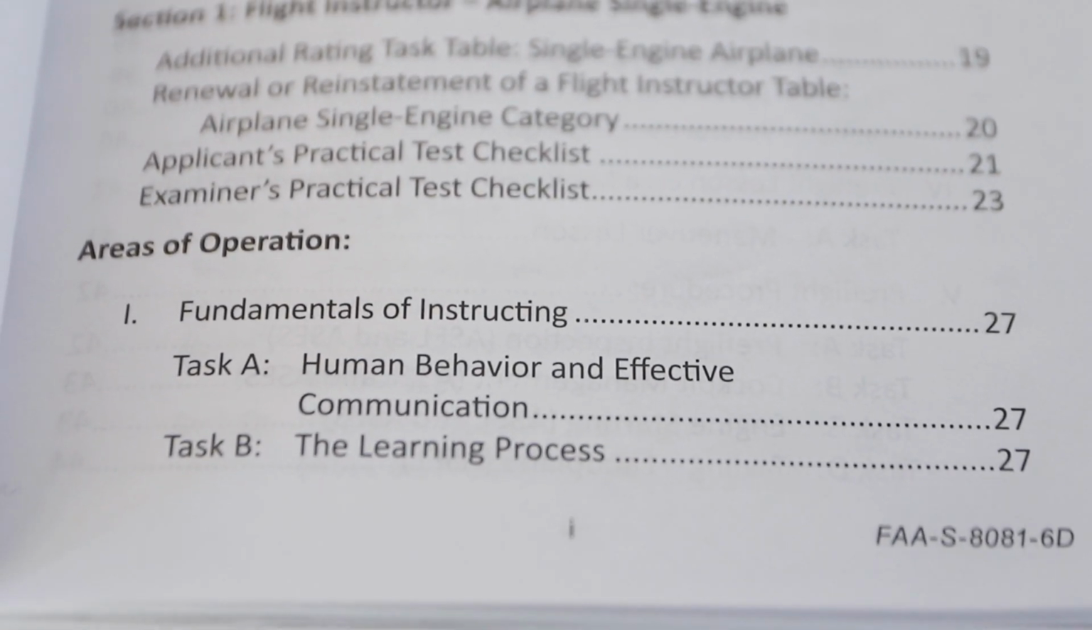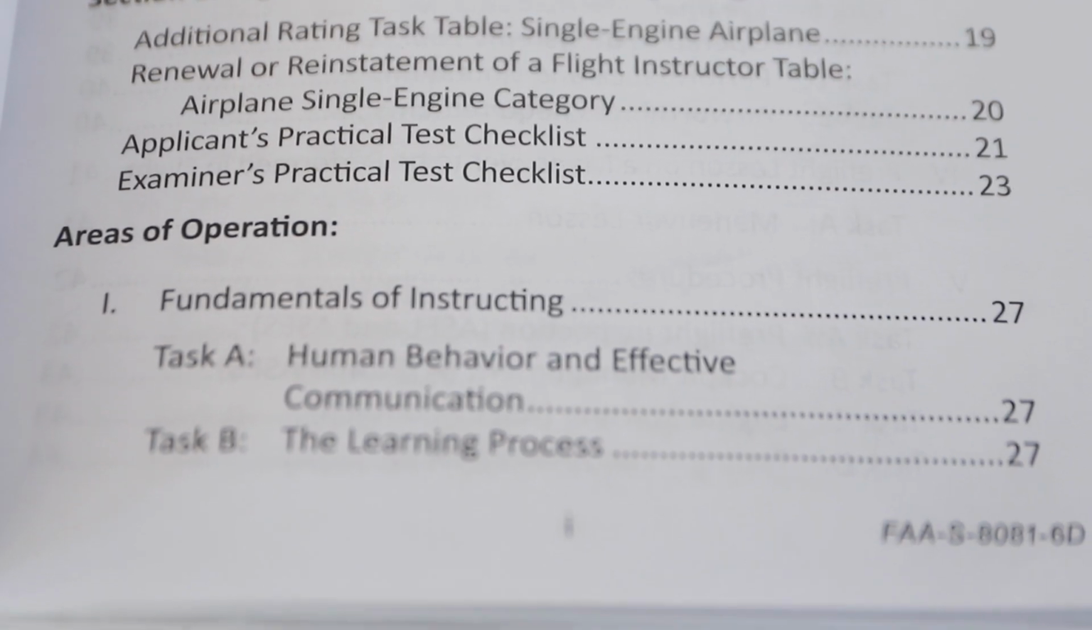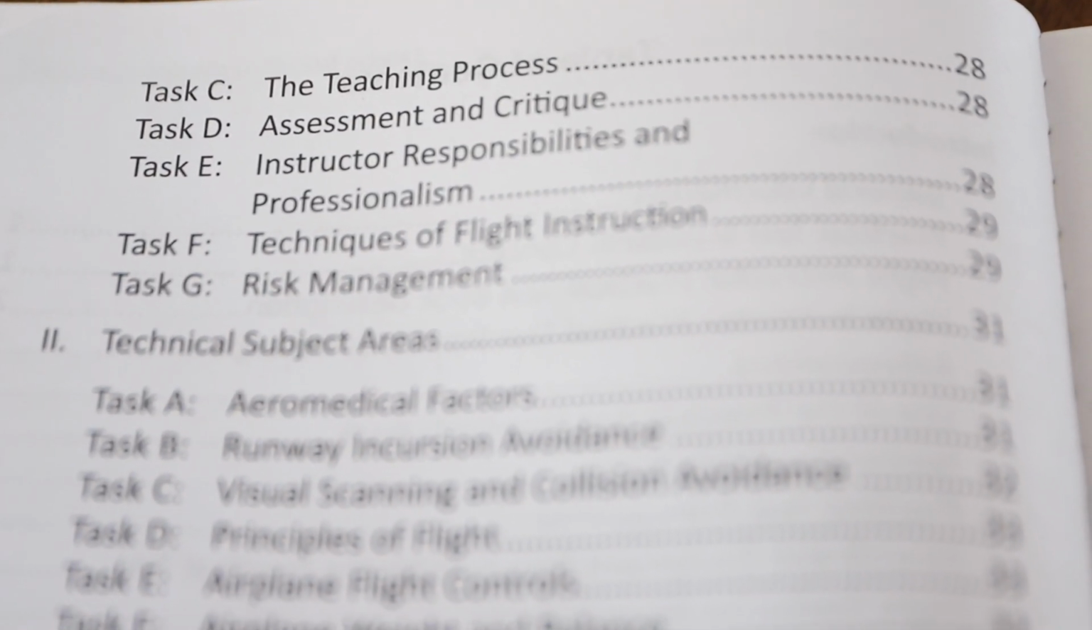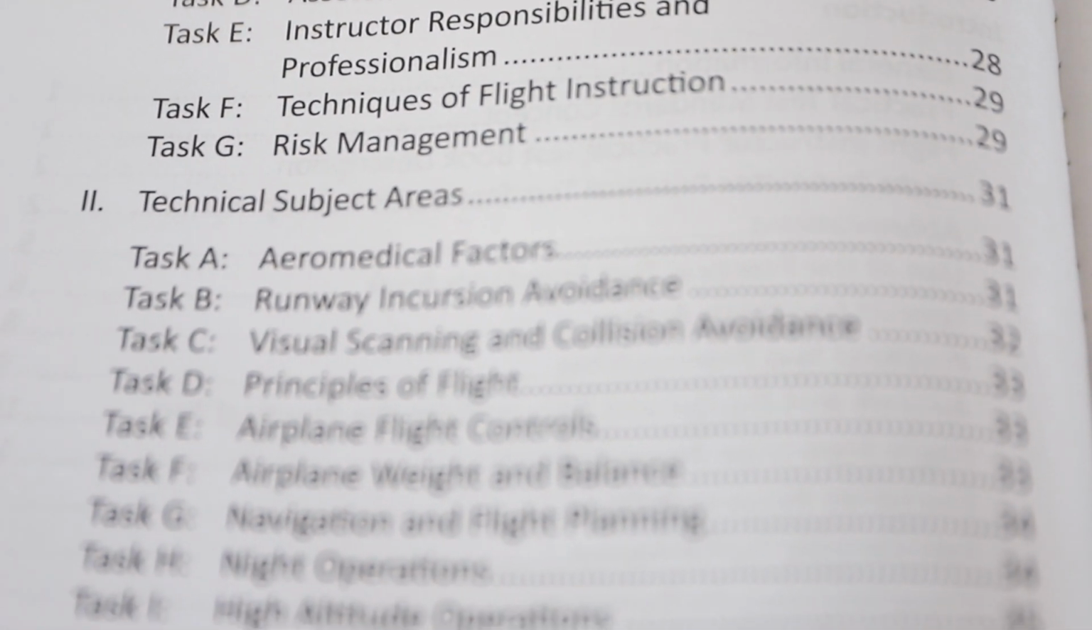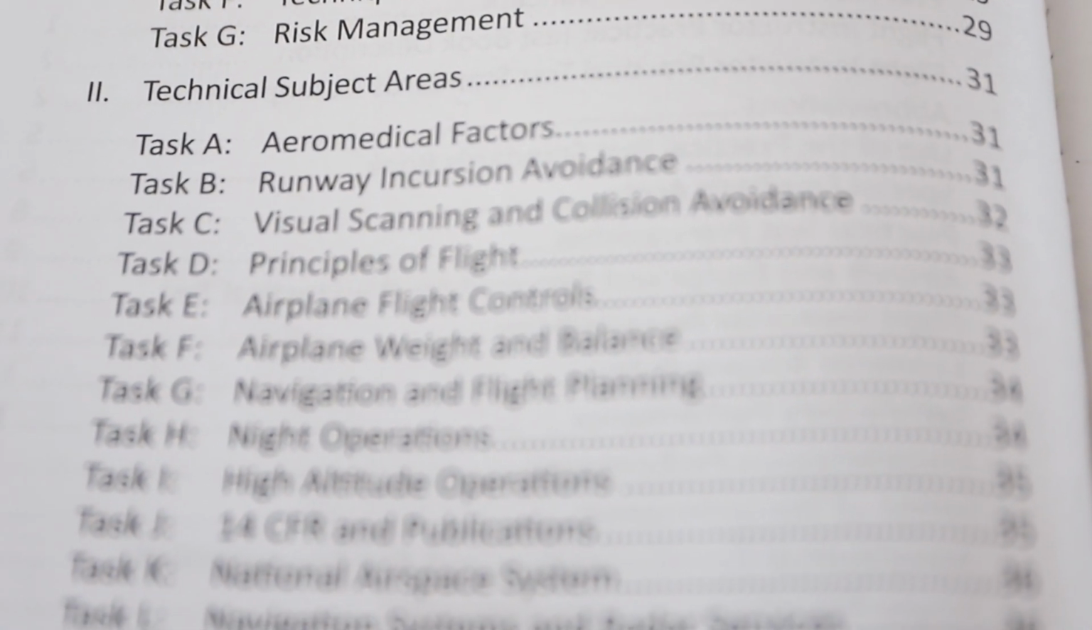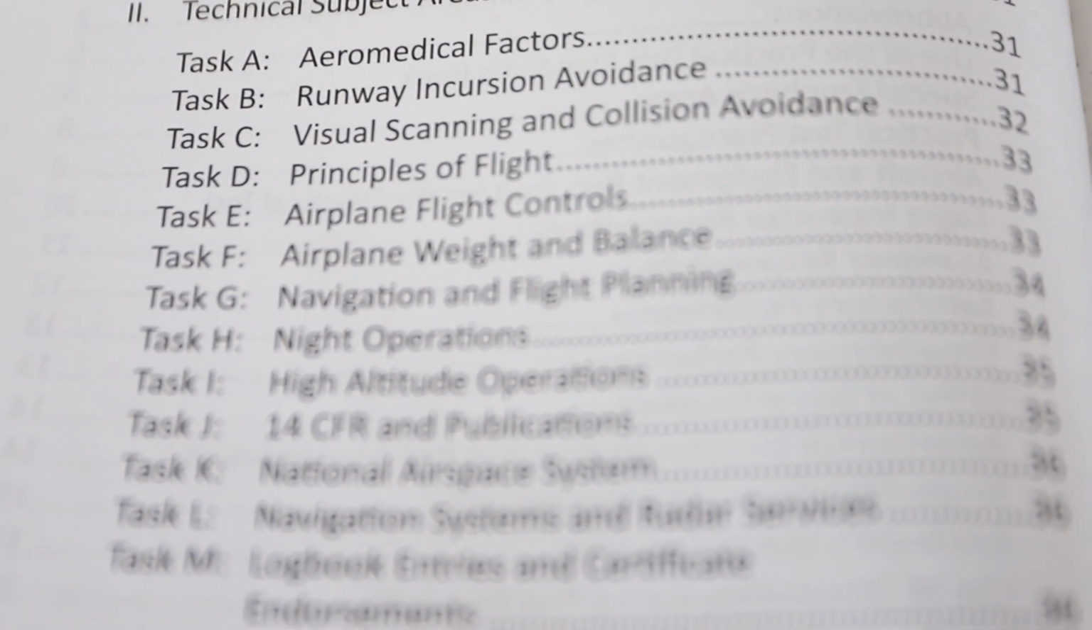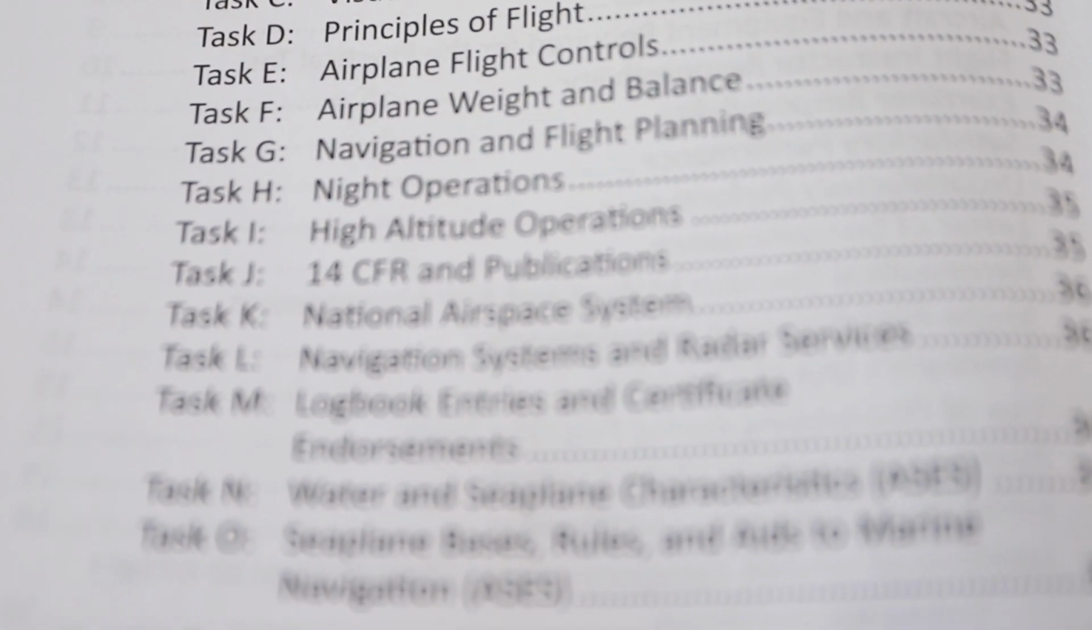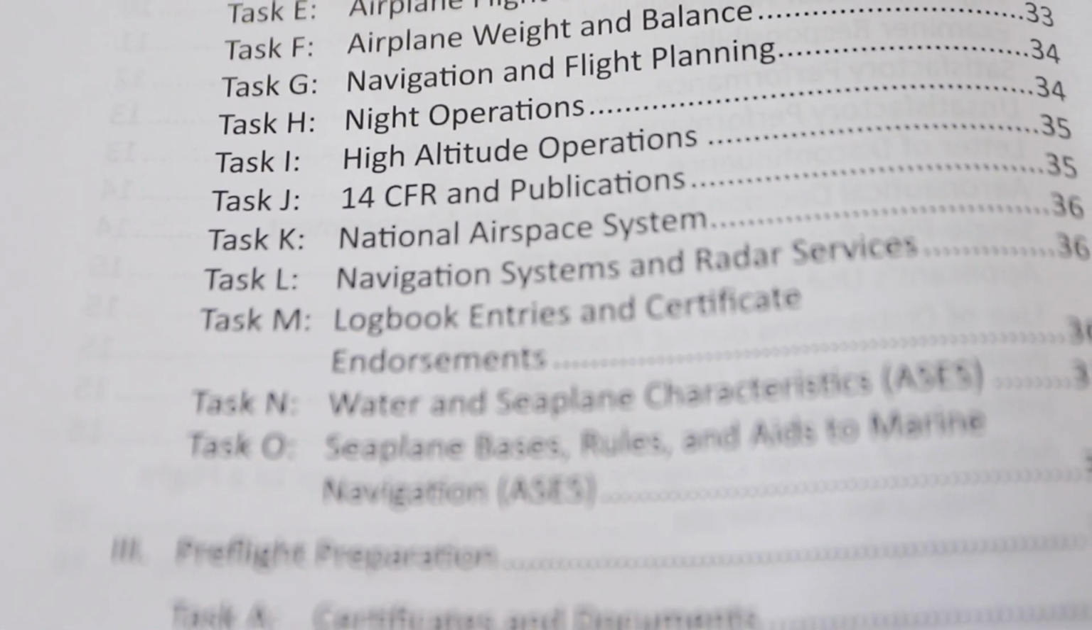If we go under here, area of operations, you can see fundamentals of instructing, task A, human behavior, effective communication, the learning process, task C, the teaching process, assessment, critique, instructor responsibility, professionalism. Under that you have the technical subject areas, aerodynamic factors, runway incursion avoidance. You've got tasks C, D, E, F, and then you've got preflight preparation, preflight lesson on maneuvers, preflight procedures, airport and seaplane base operations, and takeoffs, landings, and go-arounds. See, this is the table of contents, right?